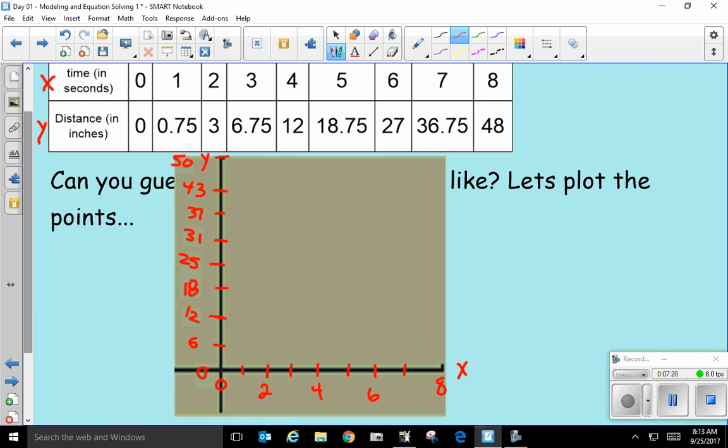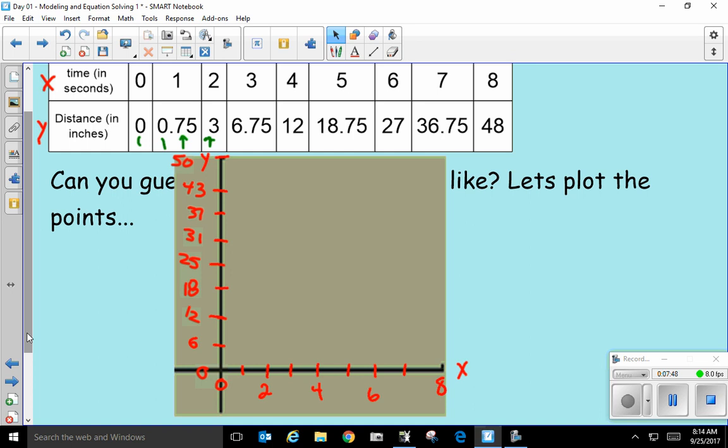Now, let's start plotting these points. What do you think this is going to look like before you even start plotting? Straight line? Going up? Yeah, it's going to curve up. It's not going to be straight because the distance between these values, that's 0.75, and the distance between the next two just gets bigger and bigger, so it's going to go up faster. It won't be a consistent increase, so it can't be a straight line.